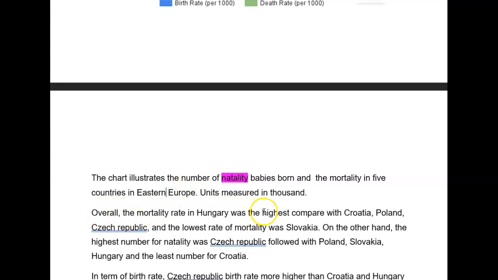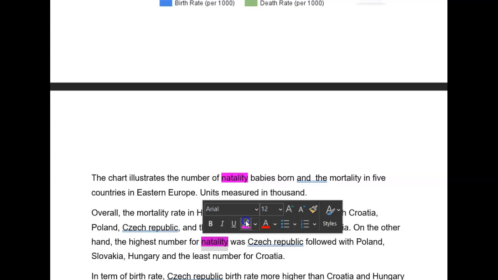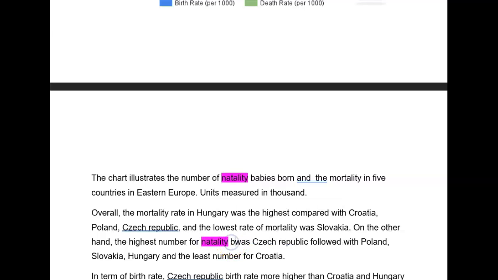Overall, the mortality rate in Hungary was the highest, good, compared with Croatia, Poland, Czech Republic, and the lowest rate was Slovakia. On the other hand, the highest number for natality, okay, you're going to have to say births, because we don't really have the right word, was the Czech Republic, followed by. Okay, and then the least good. So very nice on the highest and the least. Well done. Good work there.